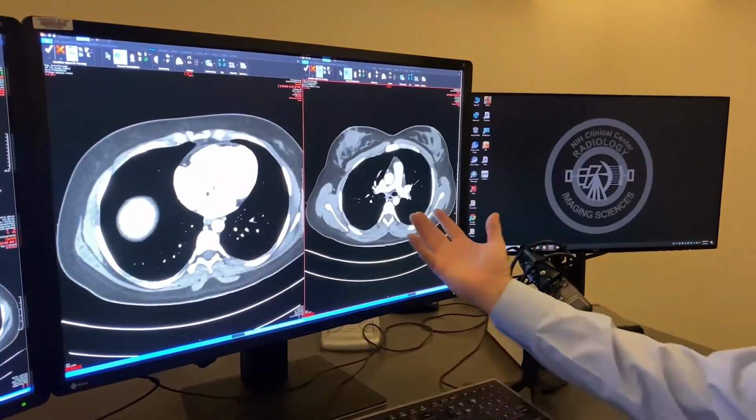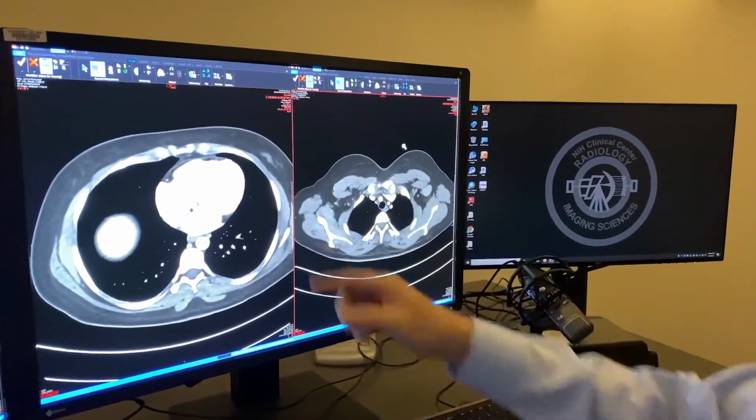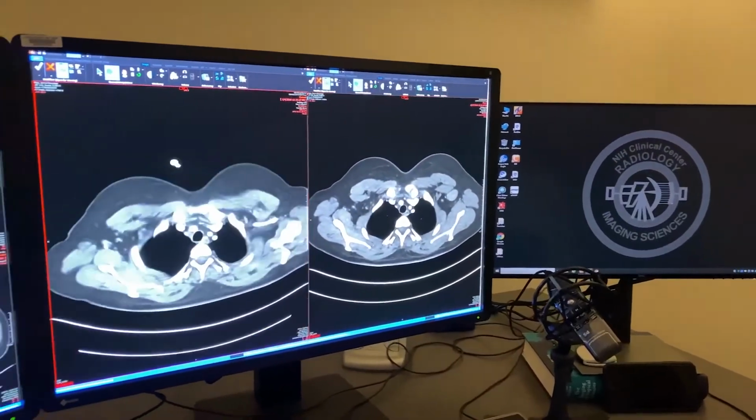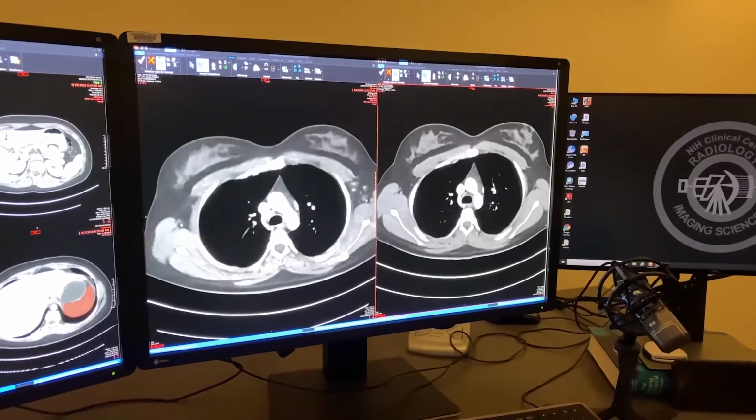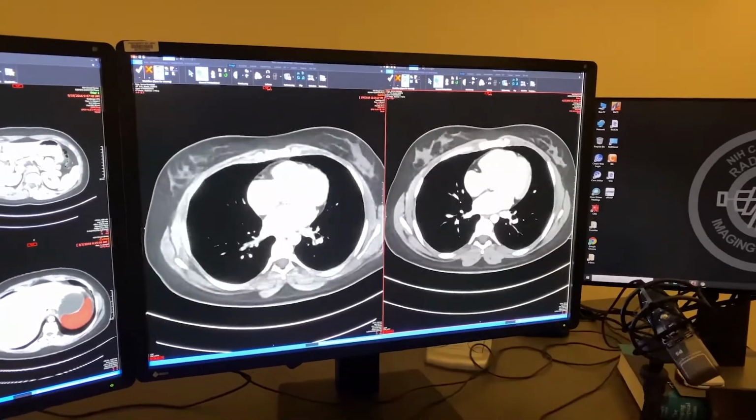So now going back, I see there's no pulmonary embolus. Looking at the axilla, obvious adenopathy here. Very similar to where it was last time. Yeah, a little bit smaller. We'll go over that in a second. And I see a hilar adenopathy here, these nodes.